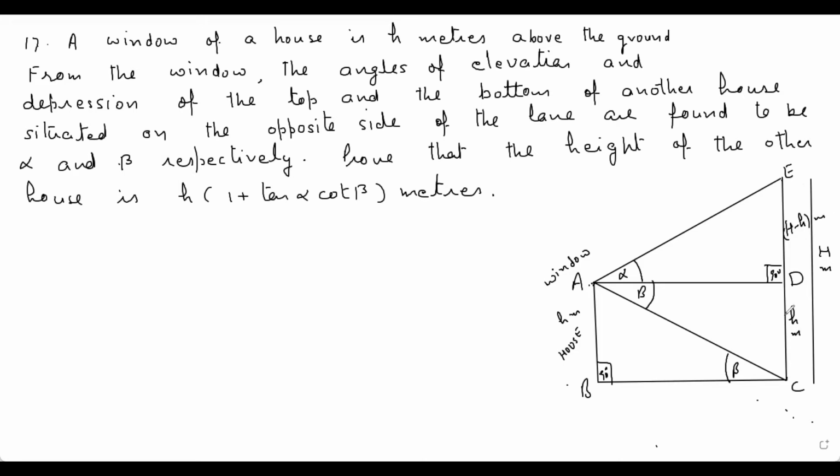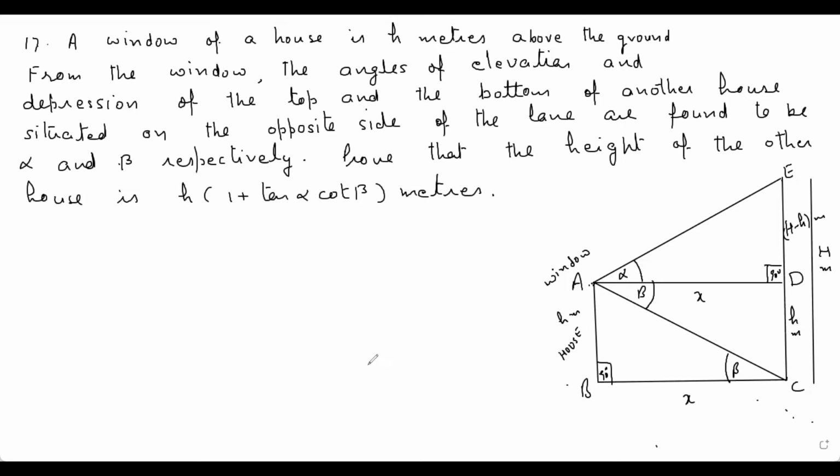Now listen again. If the height of AB is h meter, it means the height of CD is h meter. And if this EC is capital H meter, then ED will be capital H minus small h meter. And if I take BC as x meter, then AD will again be x meter. I am to find the height of the other house. It means I am to find capital H, the length of EC.